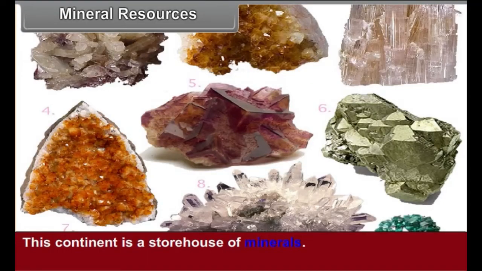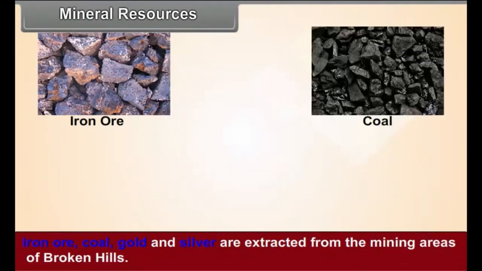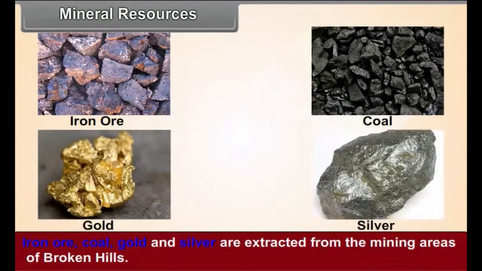Mineral resources. This continent is a storehouse of minerals. Gold mines are located in the southern parts of Australia at Coolgardie and Kalgoorlie. Iron ore, coal, gold and silver are extracted from the mining areas of Broken Hills.